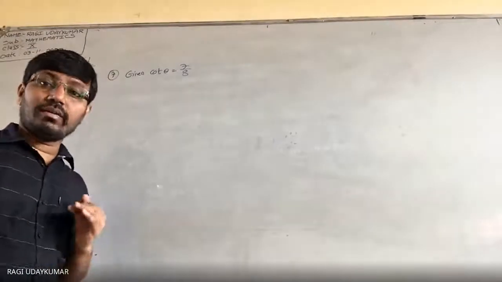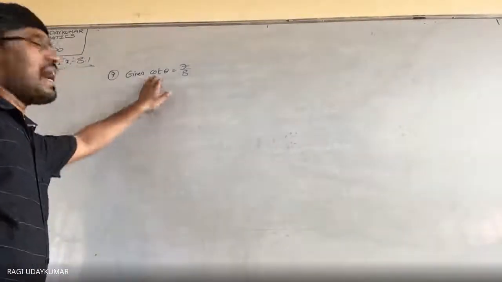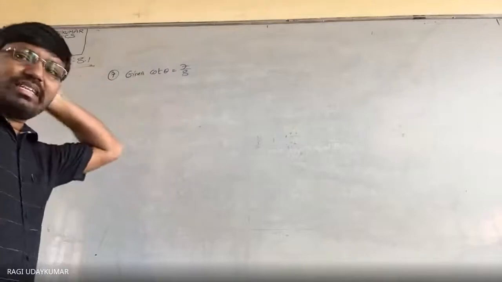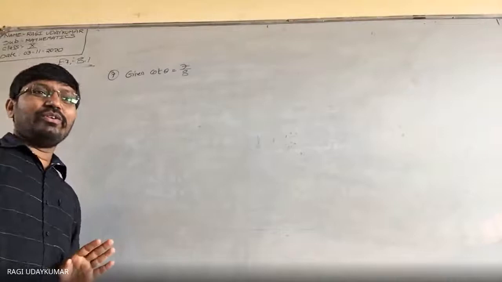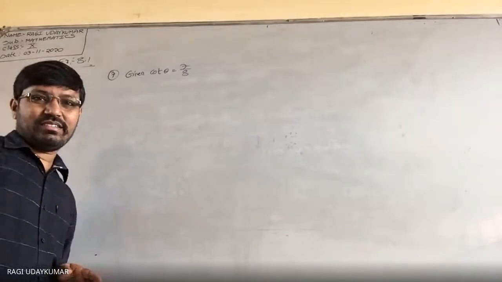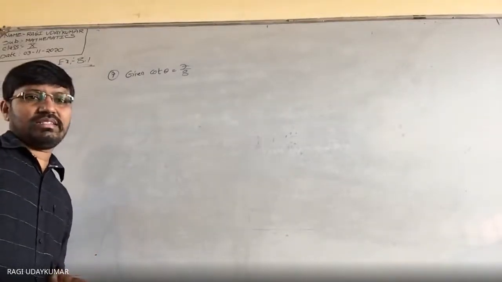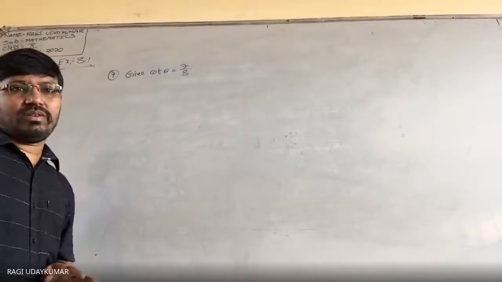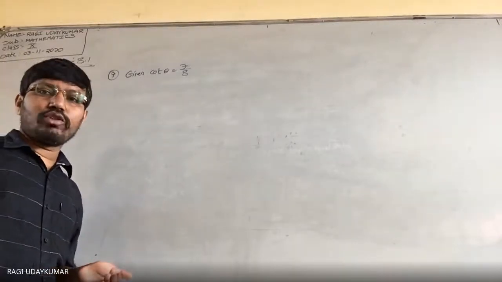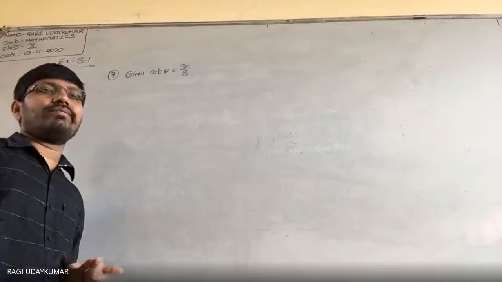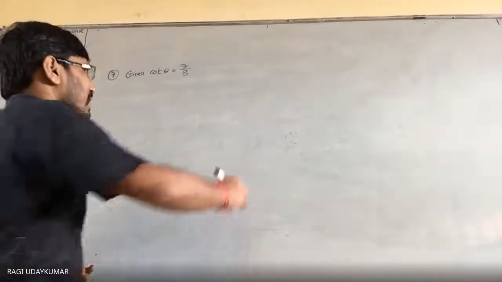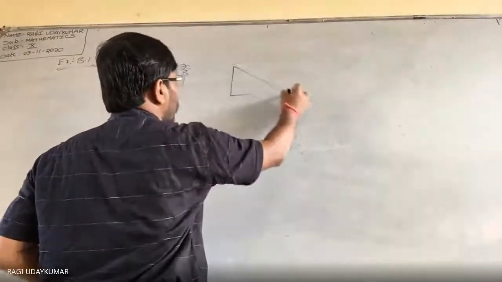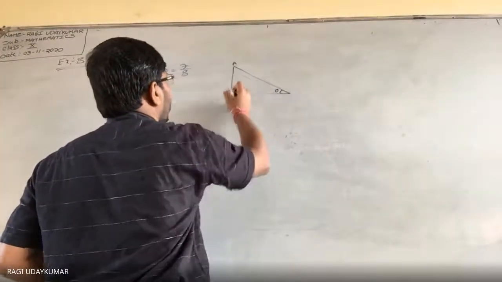And here also some students will make a mistake. They say cot means cos by sin, so cos theta is 7, sin theta is 8. No. You never take like that. That is completely wrong. You are not supposed to take like that. Here one trigonometric ratio is given and the other trigonometric ratios you can find out. 7 and 8 are given. So you take the right angle triangle in which one angle is theta. A, B, C.